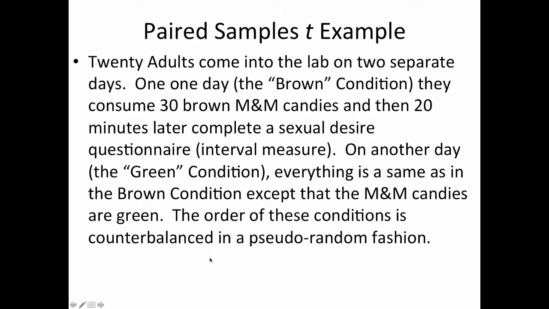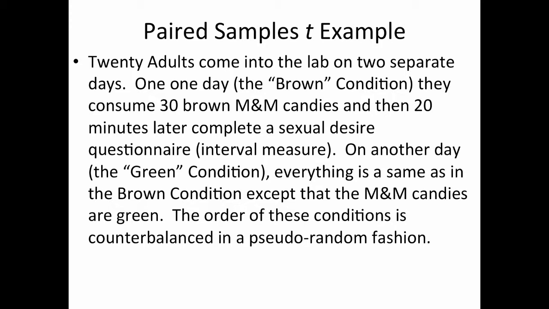Let's continue along our investigation of M&M candies. Here we're going to take 20 adults, bring them into the lab on 2 separate days. On one day, this is a typo, should say on one day, the brown condition group will consume 30 brown M&Ms and then 20 minutes later complete a sexual desire questionnaire, which as you know is an interval measure.